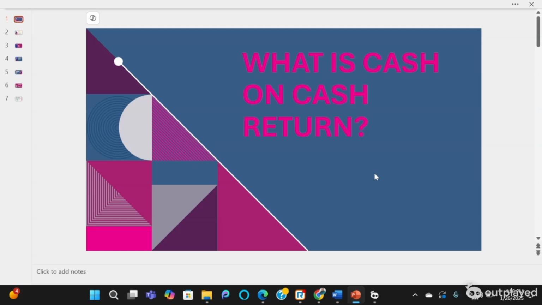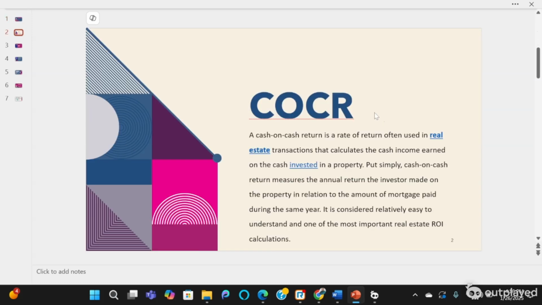And today we're talking about what is cash on cash return. I like this subject for all of my long-term real estate investors, and people that like to invest their money and put their money to work into different asset classes. Once again, talking about what cash on cash return is a great subject. So what is what I call COCR, cash on cash return?